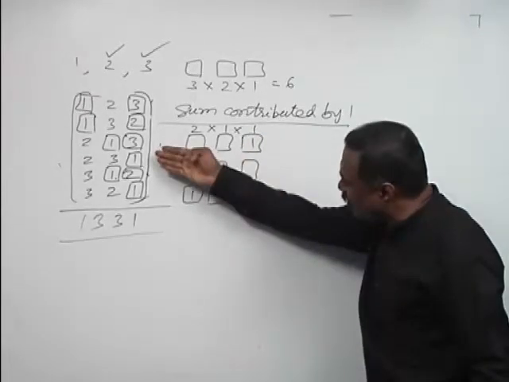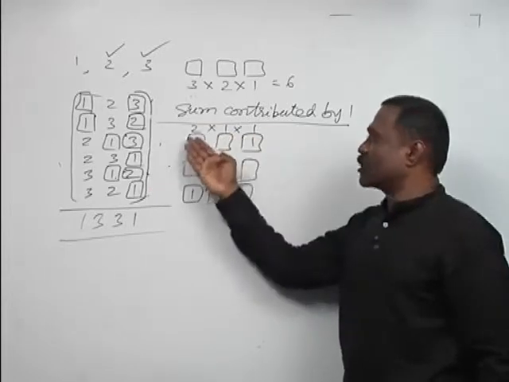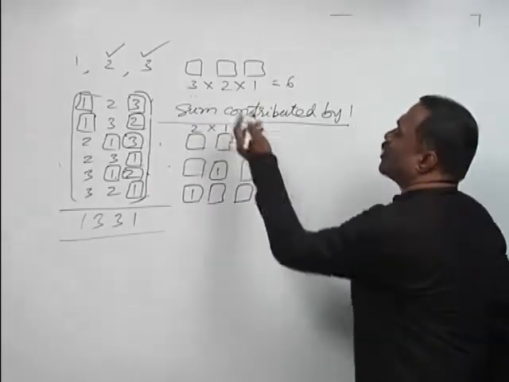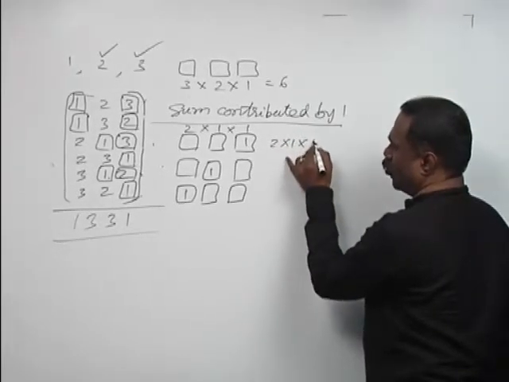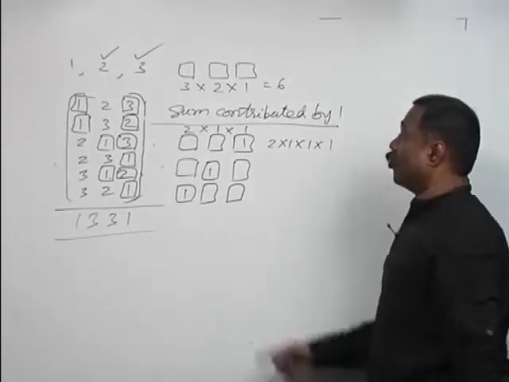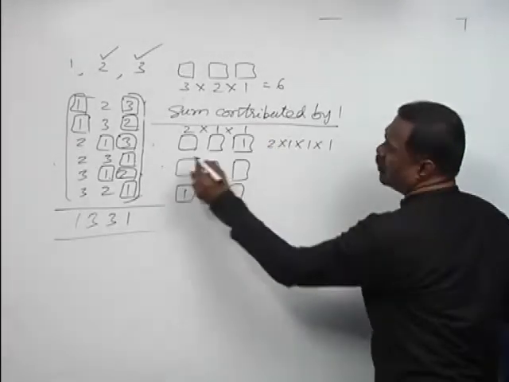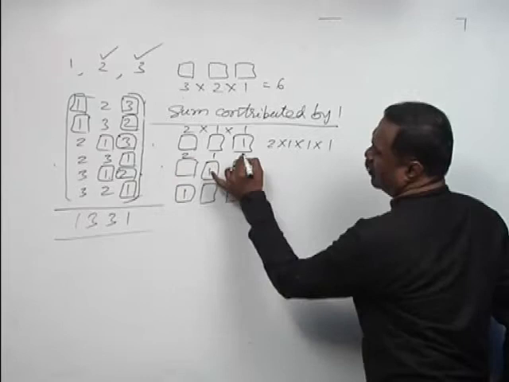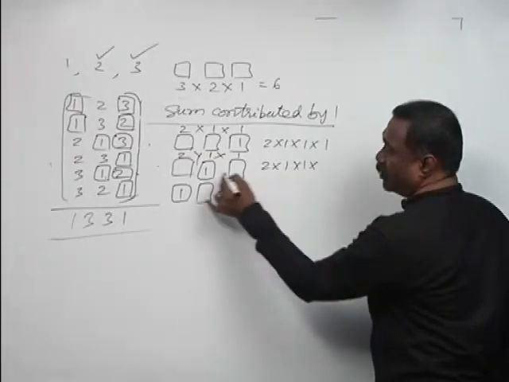It's clear. This one, 2, 3, 1, 3, 2, 1. We are applying the principle of counting here. Now, what is the sum contributed here? Now, 2 into 1 into 1 only. Why 1? 1's place, 1. In this case also 2, this is 1, this is 1. So, this is 2 into 1 into 1 into 10.